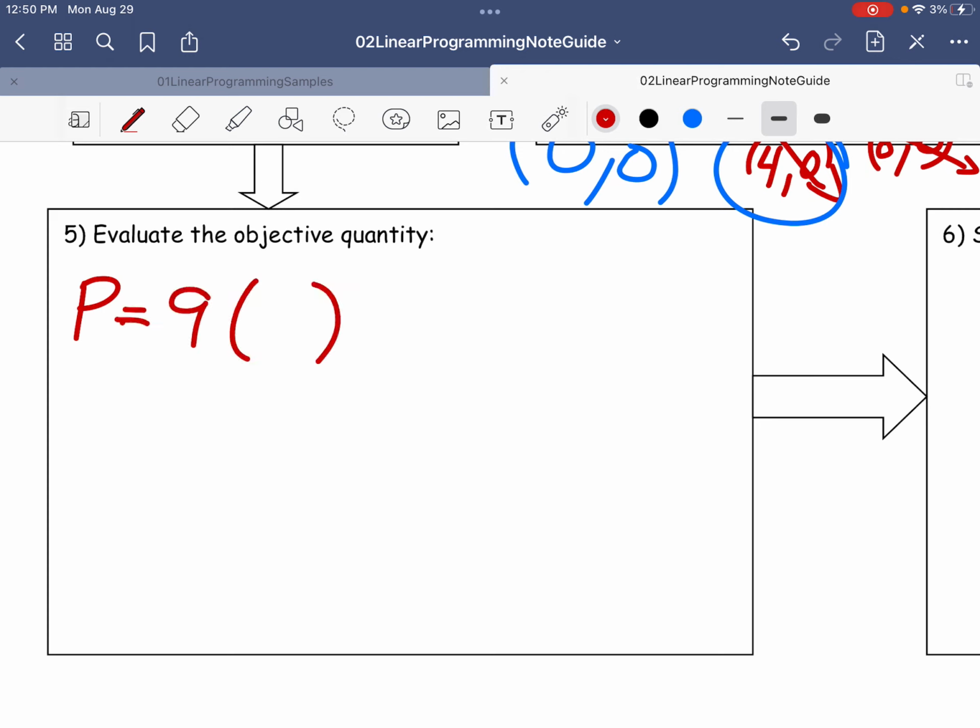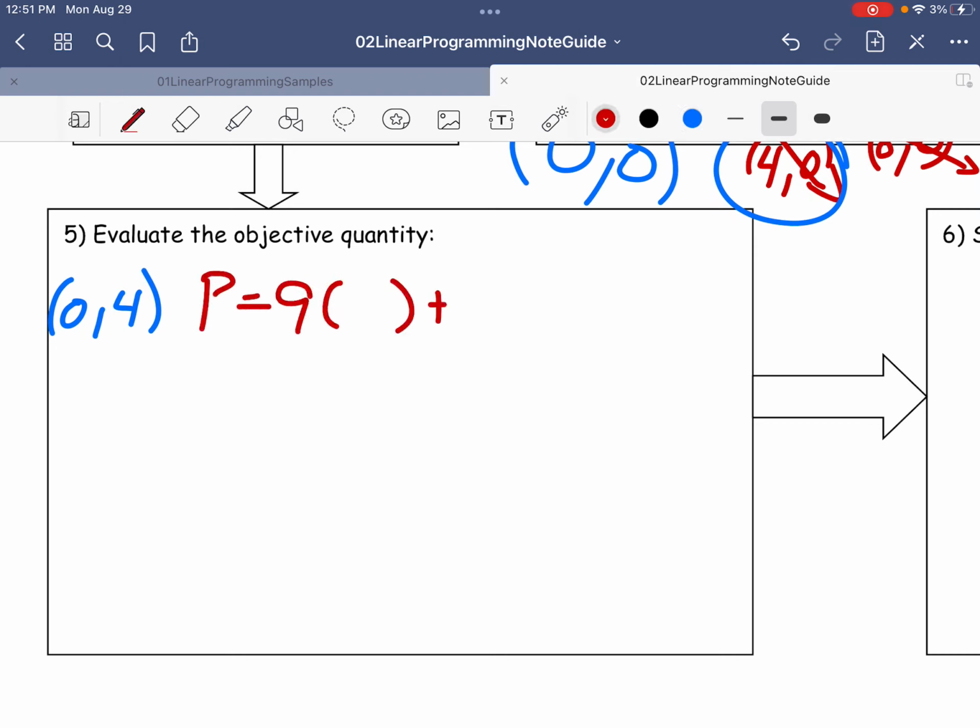Let me organize this a little bit better. The first one that we're doing is the point 0, 4, which really means 0 deluxe phones, but 4 standard phones. So if we plug in 0 deluxe and 4 standard, we end up with 0 plus 24, $24. Woohoo! That's your profit if you make just 4 standard phones.